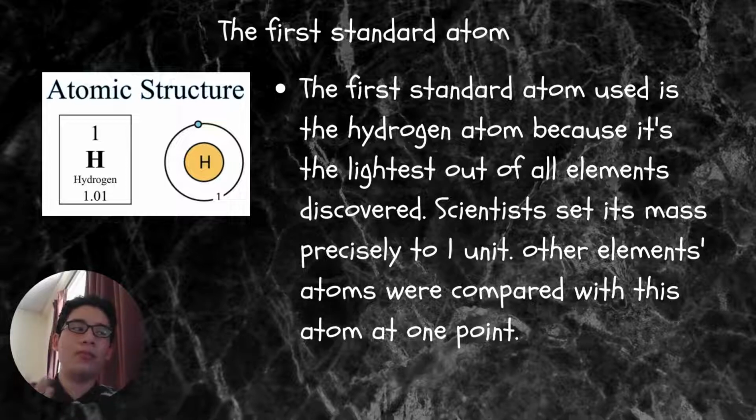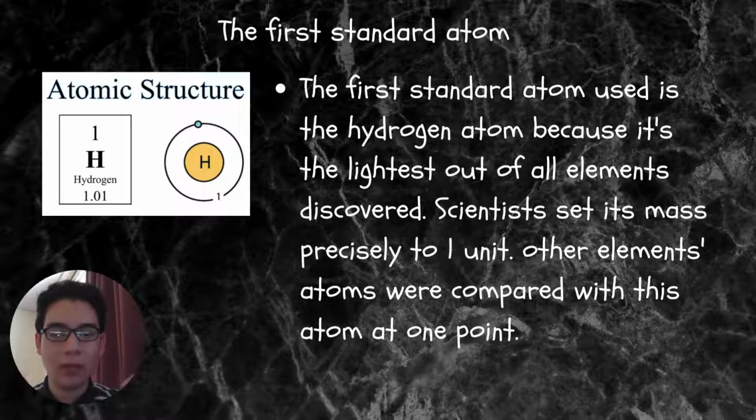So if we want to compare them, we have to have our first standard. We need a standard atom, which we can use to compare with other atoms, so we can know their own atomic mass. The first standard atom used is the hydrogen atom because it's the lightest of all elements discovered. Scientists set its mass precisely to 1 unit. Other elements' atoms were compared with this atom at one point.